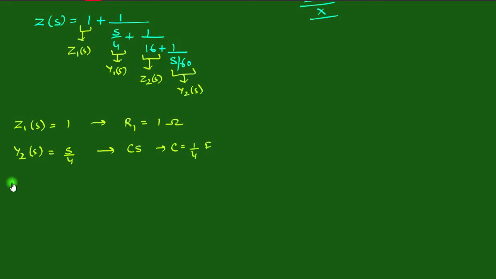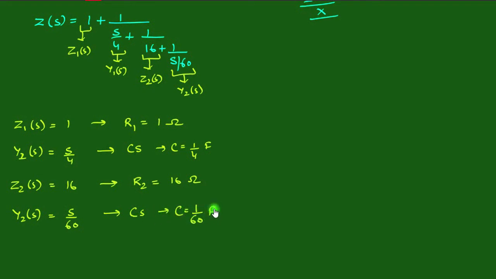The third element is Z2(s), which is equal to 16. So the impedance is again a constant, that means it will be a resistance. So R2 will be equal to 16 ohm, and the next element is Y2(s), which is s by 60. And now the admittance is s by 60, that means it must be a capacitor Cs. So comparing it with Cs, I'll get C equal to 1 by 60 farad. So observing these elements, I'll get a ladder network of RC form.